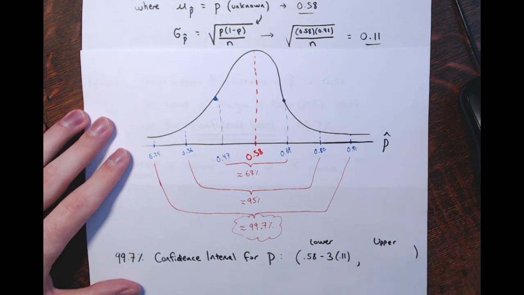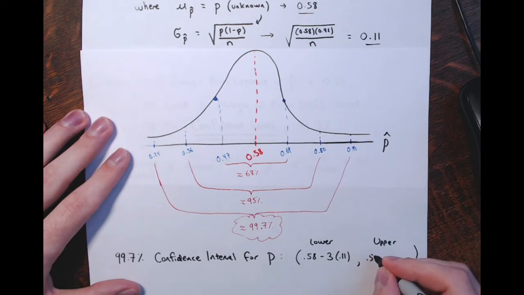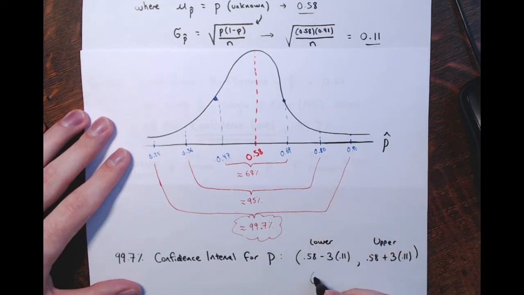And then the upper bound of this confidence interval estimate would be, again, from the middle, 0.58, our point estimate, and then plus 3 standard deviations. So plus 3 times 0.11, and we already showed that that was 0.91. So 0.25 at the lower bound, 0.91 at the upper bound. There it is.